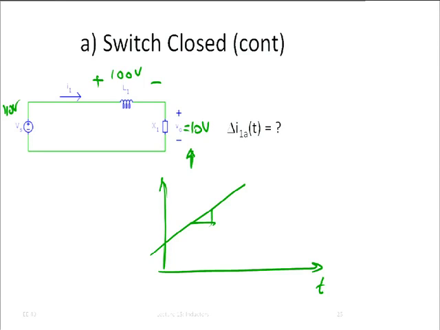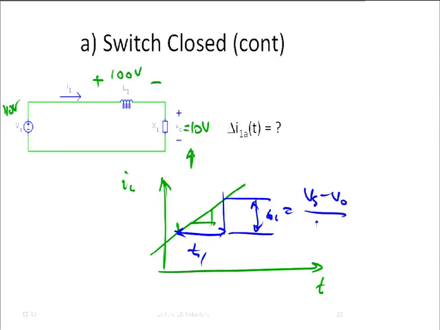And we have a certain time, t1, during which the switch is closed. And so during that time, the current is going to increase by a delta I. And you can figure that out now. That's going to be equal to Vs minus V out, the 100 volts, divided by L1 times T1. That's the amount by which the current in the inductor increases.